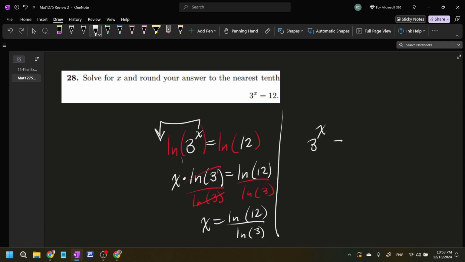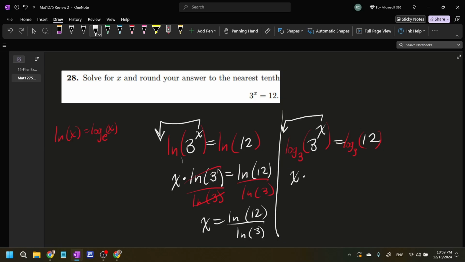3 to the x equals 12. Instead of using natural log, which remember, natural log of x means log base e of x, instead of using base e, we might want to use base 3 here, because the base here is 3. So let's try that. We do log base 3 on the left side, log base 3 on the right side. This still follows the power rule that says we can take our exponent up and out and put it in the front.